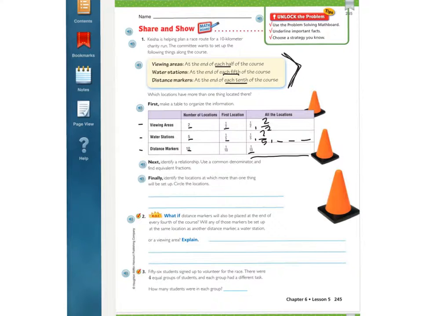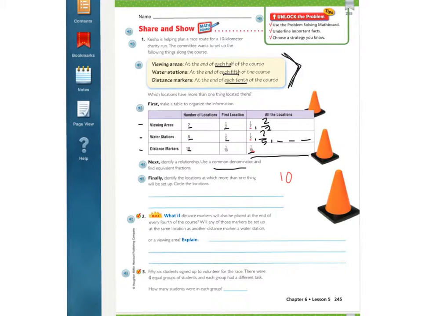Here it says next, identify the relationship. Use a common denominator and find equivalent fractions. So if we look at our denominators here of 2, 5, and 10, we need to ask ourselves, what is a common factor of 2, 5, and 10? The common factor is 10. So we need to find a common denominator of 10.